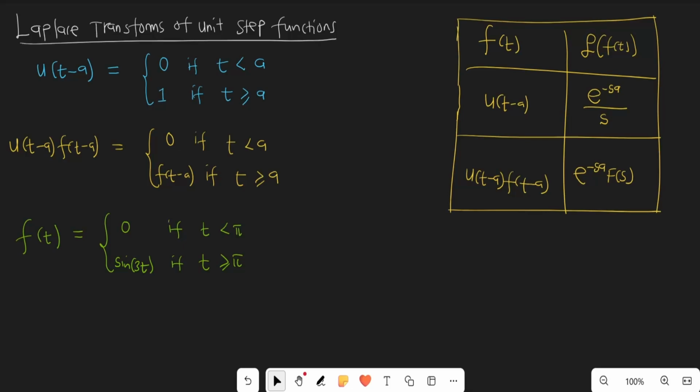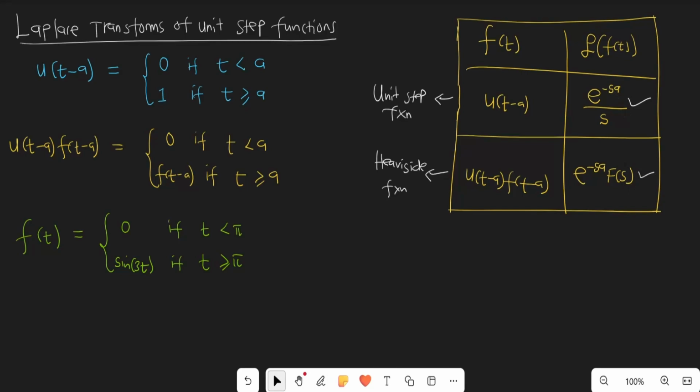In this video, we are going to continue talking about the Laplace transforms of unit step functions. We derived this result in my previous video. This one is the unit step function, and this one is what we call the Heaviside function. We derived the Laplace transform of the unit step function, and the result is this, and that of the Heaviside function is this.